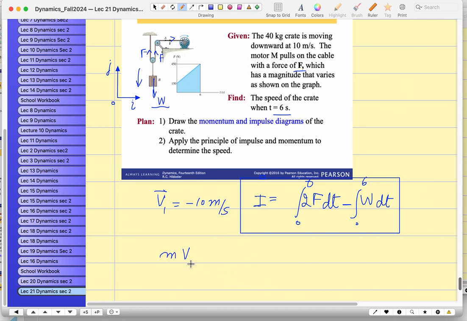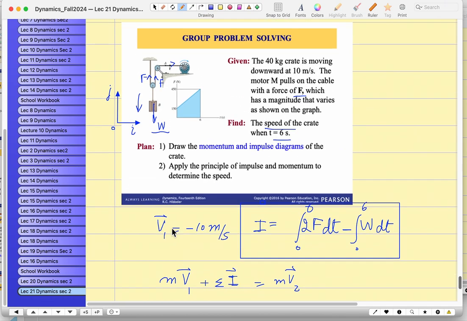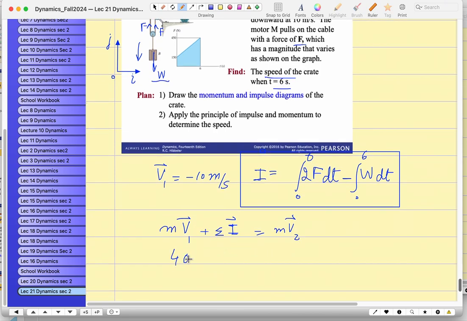So let me write mv1 plus all the impulses equals mv2. We have to find the speed of the crate when time t equals 6 seconds. What is the mass? The mass of the crate is 40 kilograms. Now, what is the impulse of the force? Let me write the impulse of the weight here, and then comes 40 times v2.